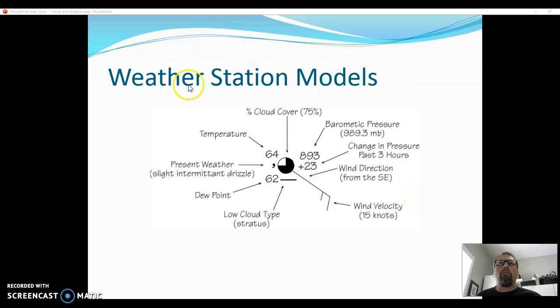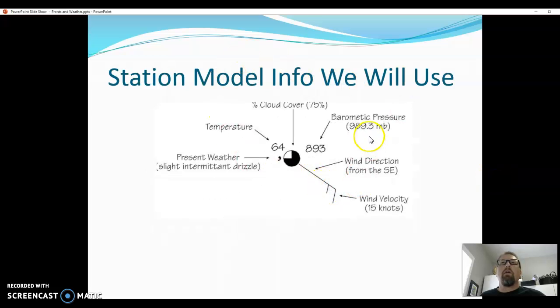A couple of important things about the weather station model: the location of a lot of this information has to be exactly where it is shown on this picture. There are one or two exceptions to that. We're not going to use all the elements that you see here for the weather station model. We're going to look at just what's on this abbreviated weather station model picture here. So I think the best place to start is the circle.